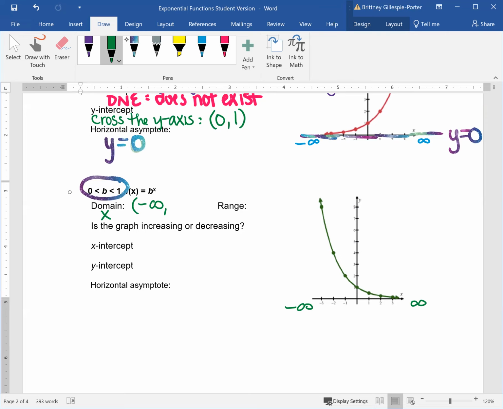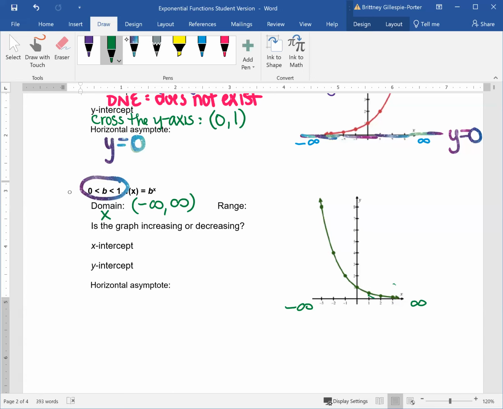If we look at our graph to the right, it keeps going and going and going. And it'll continue to go and go and go because that arrow is there, which means that our highest part of our domain is positive infinity.